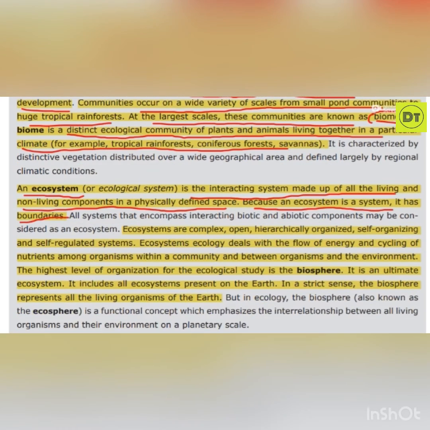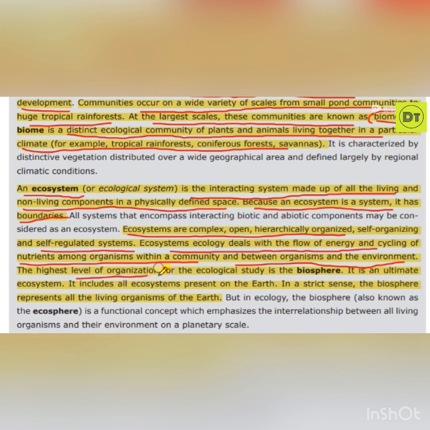Ecosystems are complex, open, hierarchically organized, self-organizing and self-regulated systems. Ecosystem ecology deals with the flow of energy and cycling of nutrients among organisms within a community and between organisms and the environment. The highest level of organization for the ecological study is the biosphere. So in the ecological study, what is the highest level of organization? It is the biosphere. It is an ultimate ecosystem. It includes all ecosystems present on the earth.